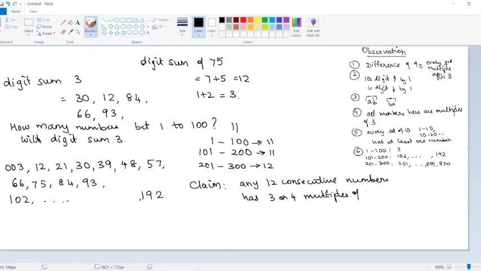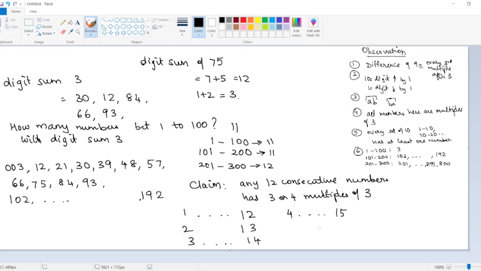If it starts from, say, 1 to 12, or 2 to 13, or 3 to 12... consecutive numbers, like 2 to 13. It'll still have 4: 3, 6, 9, and 12 only. 2 to 13, also 12 is there.